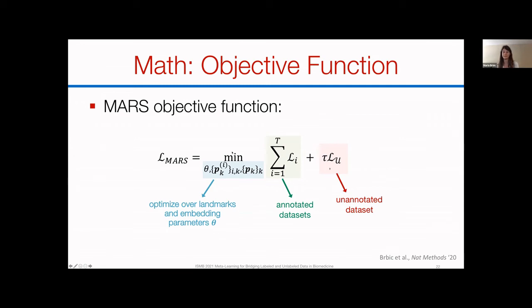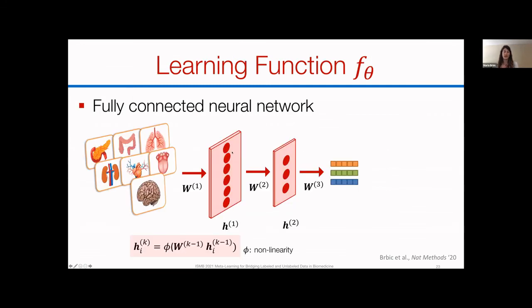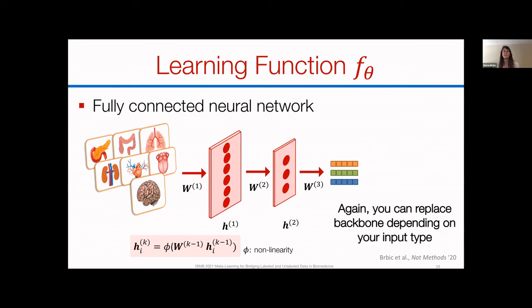So in Mars, the embedding function, the backbone network or embedding function F used, is a fully connected neural network, which consists of two layers, because this is a single cell problem, as we said earlier. But again, you can replace the backbone depending on your input type.